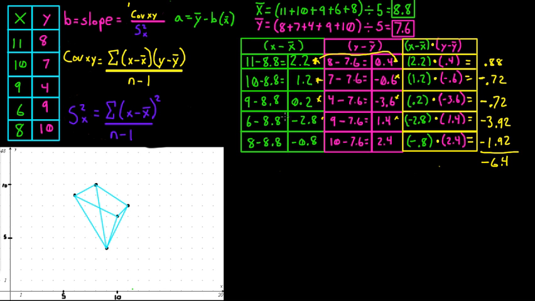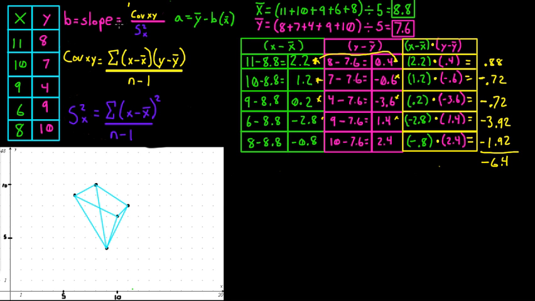So anyways, we need to find the slope, and the slope is covariance divided by variance. And so this is the equation for covariance, and this is the equation for variance. This up here is the equation for the y-intercept, but we're going to worry about finding the slope first.